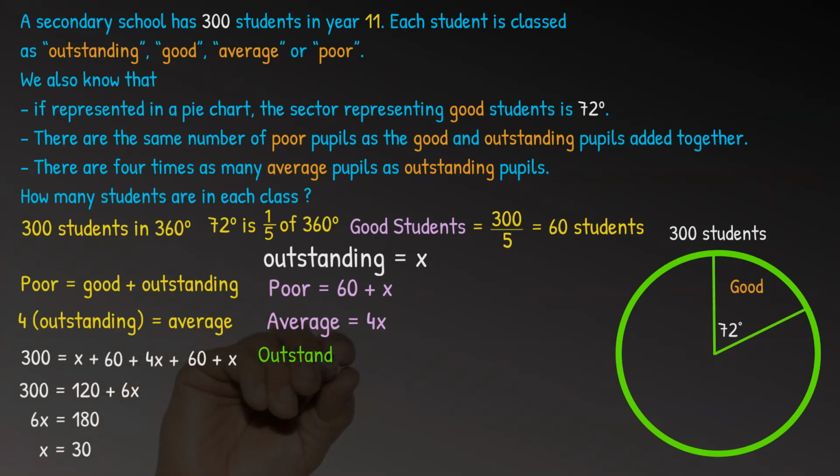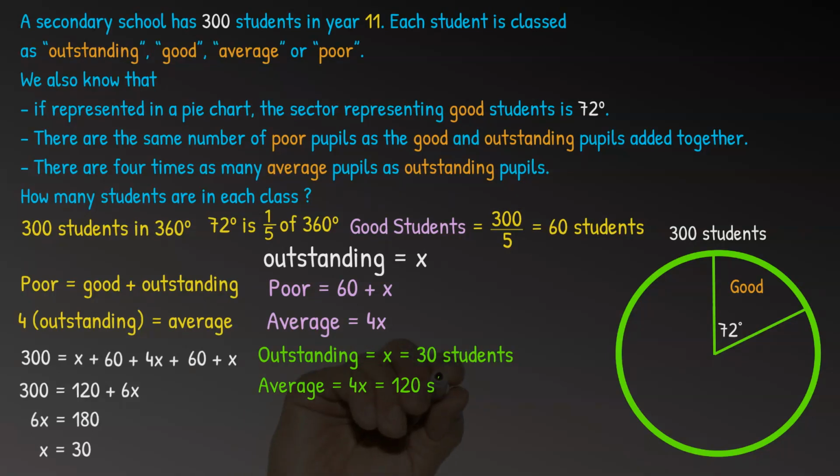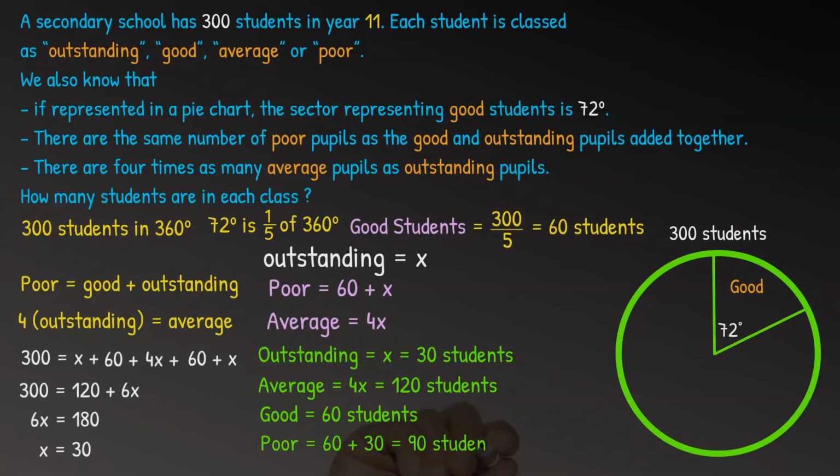Now the outstanding students is equal to x, so that's equal to 30 students. The number of average students is equal to 4x, so there are 120 students that are average. We've already worked out that there are 60 good students. And the number of poor students is equal to 60 plus x, so there are 90 students that are classed as poor.